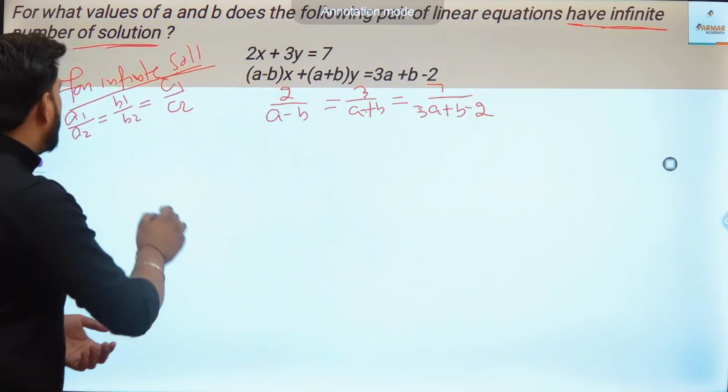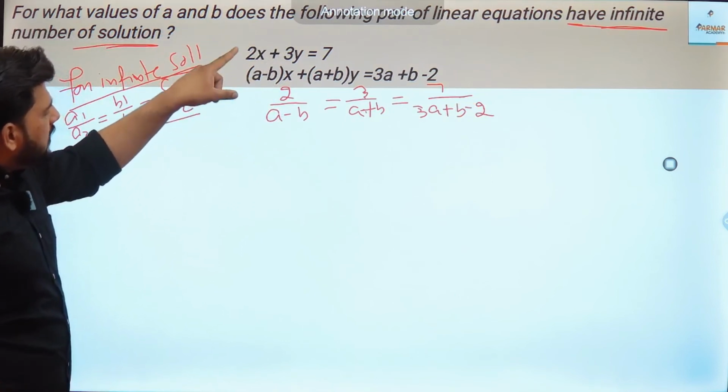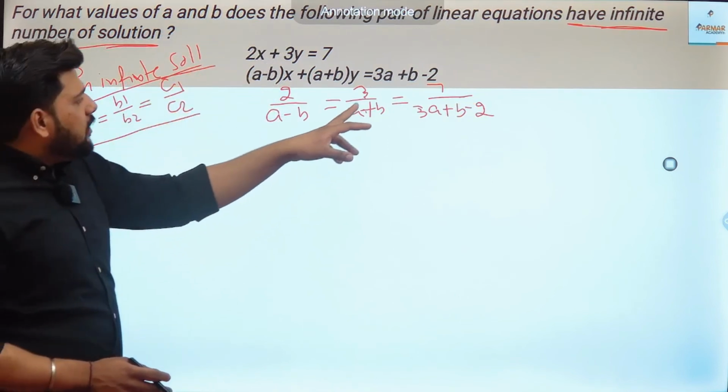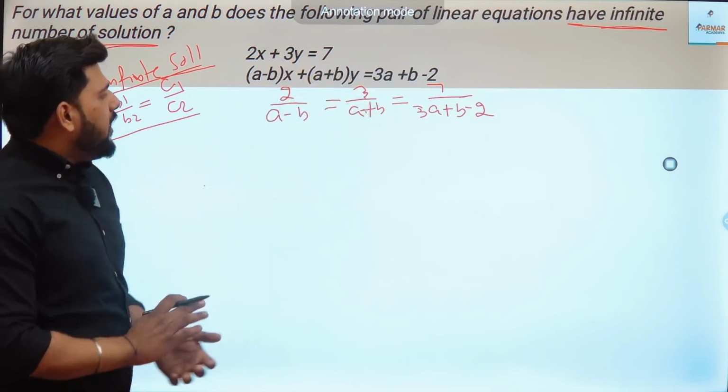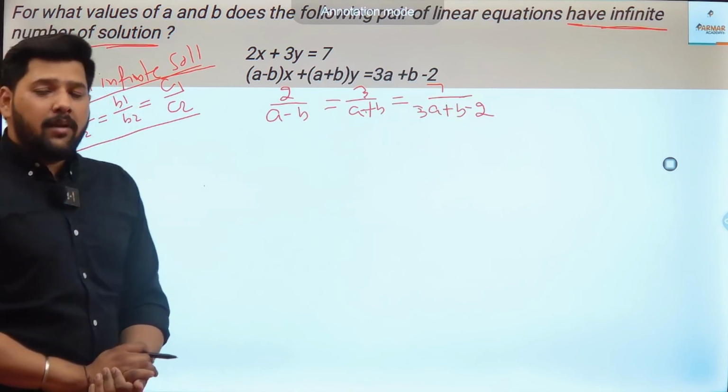So using this condition, I will look here: this is the ratio of coefficients of x, that is 2 upon a minus b, is equal to the ratio of coefficients of y, that is 3 upon a plus b, and is equal to the ratio of constant terms, that is 7 upon 3a plus b minus 2.